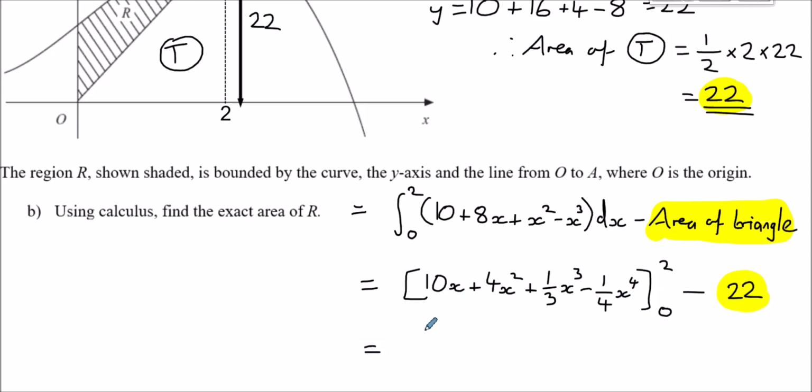So we can put in the limits. When x is 0, the lower limit's going to be all 0, so that makes it a bit easier. So just substitute in when x is 2. 10 times 2 is 20. 4 times 2 squared, 4 times 4 is 16. 1/3 x cubed, so 1/3 times 8, that's 8 over 3. Then minus a quarter times 2 to the power 4. 2 to the power 4 is 16. A quarter of 16 is 4.